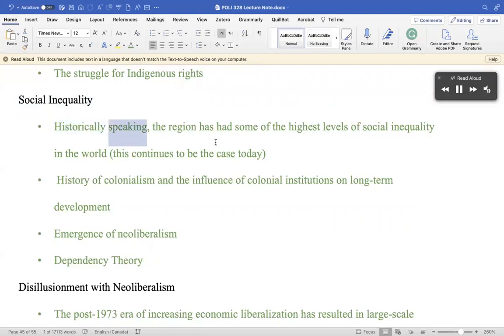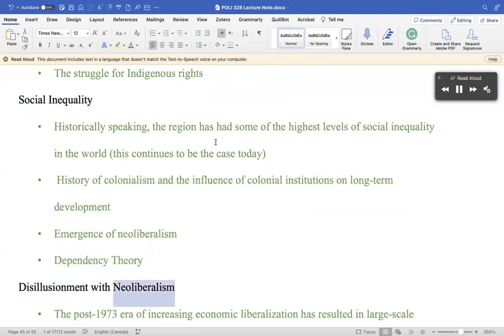Social inequality. Historically speaking, the region has had some of the highest levels of social inequality in the world. This continues to be the case today. History of colonialism and the influence of colonial institutions on long-term development. Emergence of neoliberalism. Dependency theory.